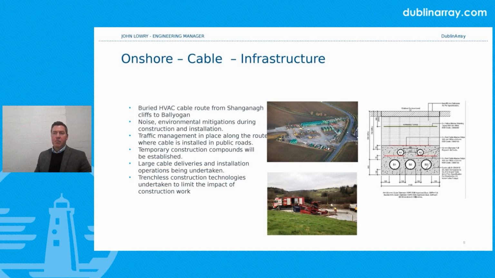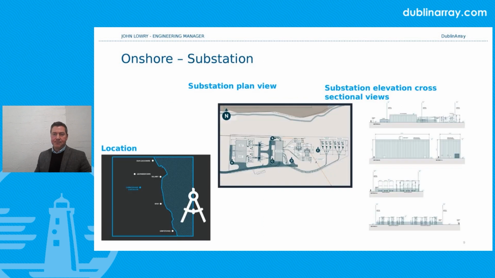During construction, appropriate noise and other environmental mitigations will be put in place to minimise impact. As the route identified is primarily through the road network, appropriate traffic management will be deployed to minimise disruption. Trenchless construction technologies such as horizontal directional drilling will be utilised at key junctions and challenging crossing points. This will also aid in minimising disruption. To facilitate efficient construction, temporary construction compounds will be established at appropriate locations along the route. Following completion of the cable installation, all roads and green spaces will be reinstated.